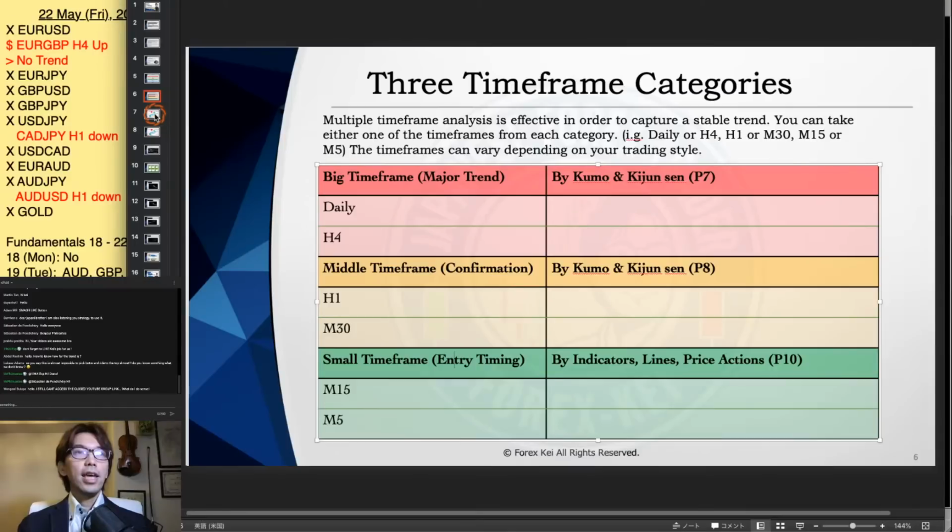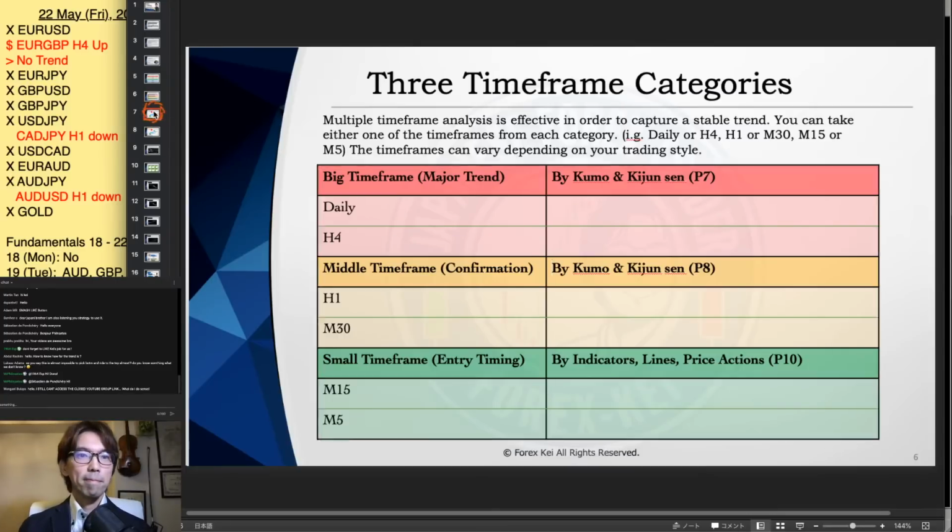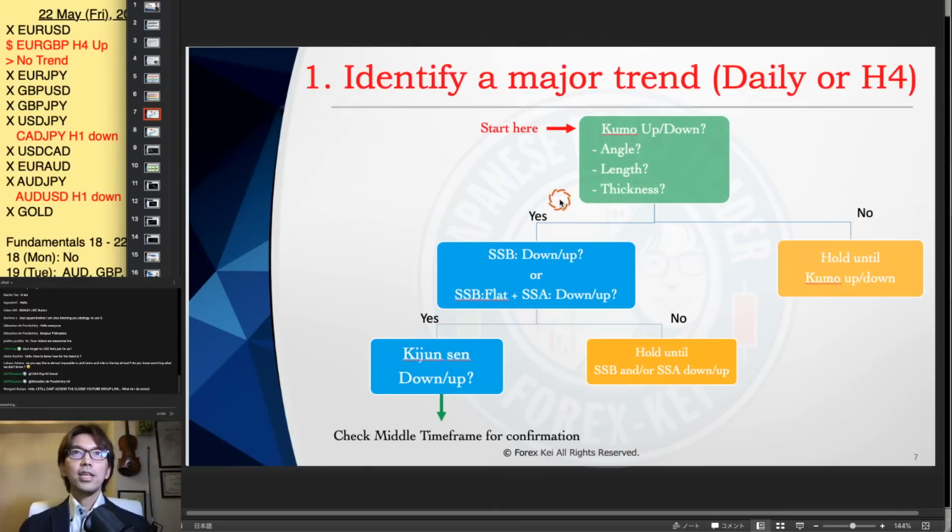All right, and here is the more practical part. I will introduce how I usually capture a trend. I will briefly introduce these strategies here. So this is the step I usually take whenever I try to capture a trend.